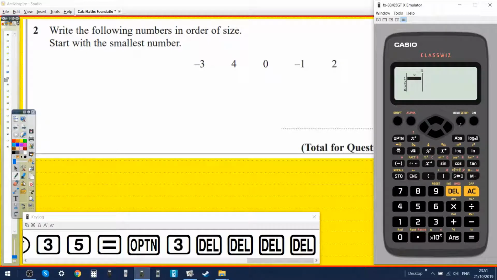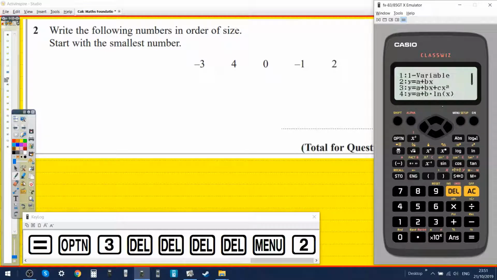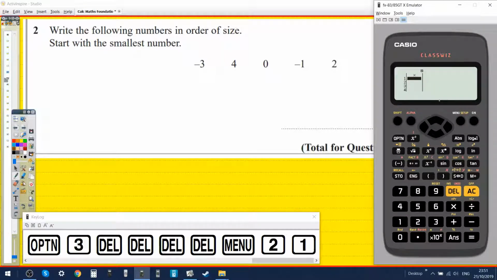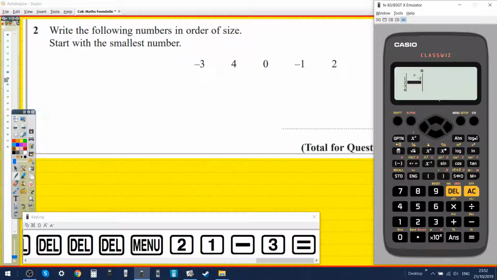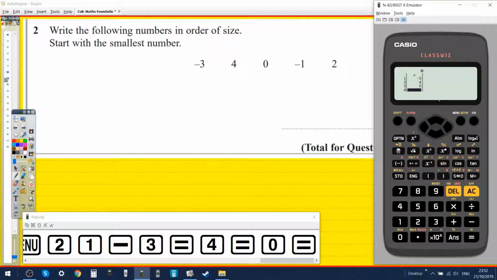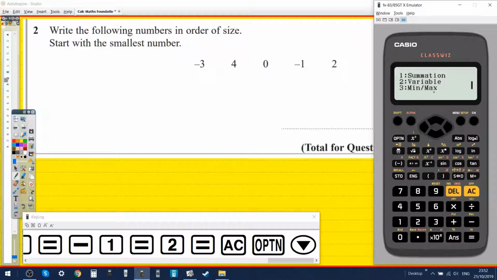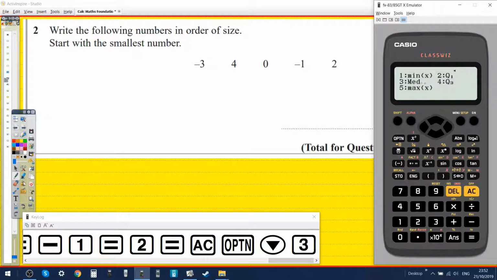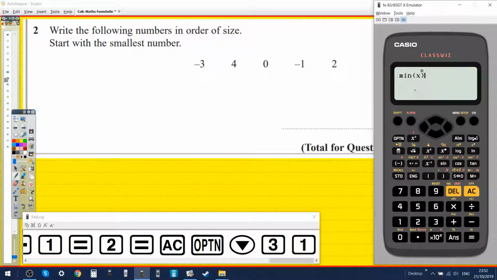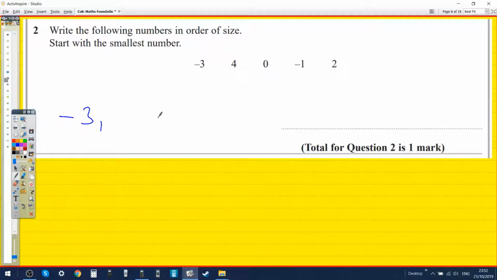Or if you have forgotten how you even do this, menu and 2 for statistics, 1 variable. The lucky boys and girls with the best calculator press 6 for statistics, if I remember. Minus 3 equals 4 equals 0 equals minus 1 equals 2 equals. AC will save it and blank it. Option, down. Min and max. The smallest one first, that is the mini one, equals. Minus 3 is the smallest one.